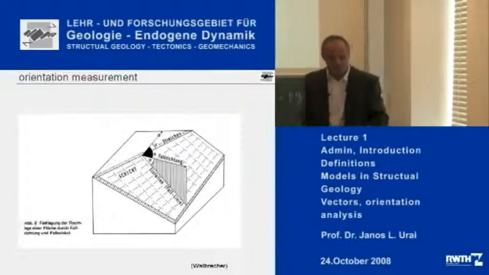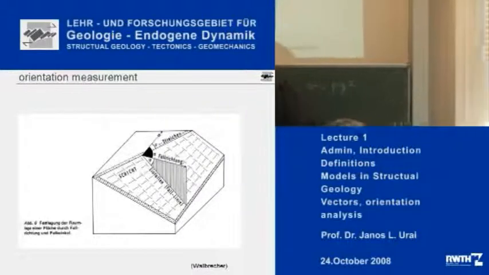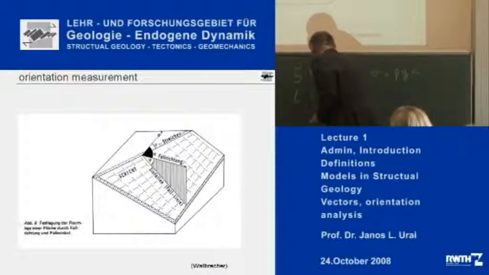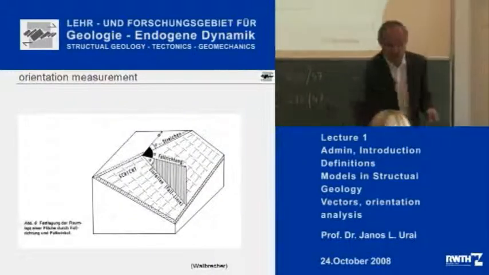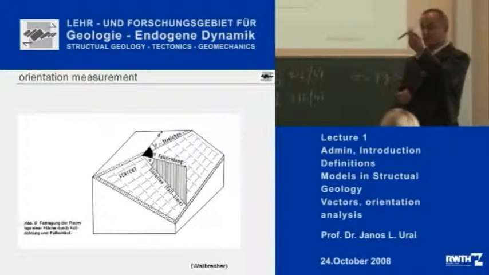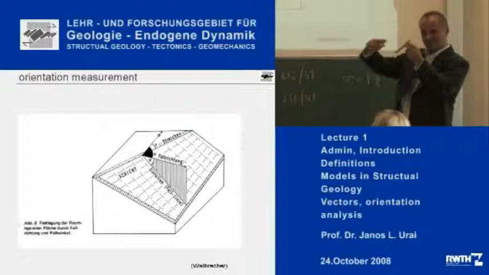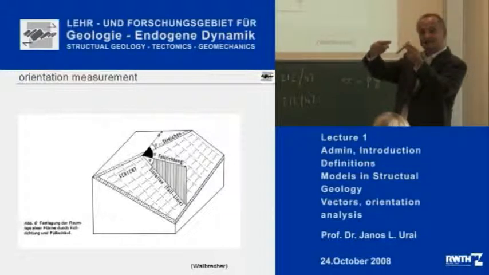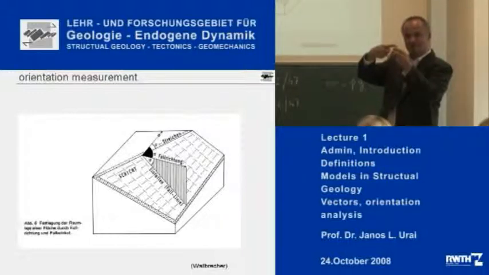Okay? Now, if it's a lineation, and it's 212/47, then what we mean is a line of which the projection to the horizontal goes to 212, and the angle between horizontal and the line is 47 degrees.